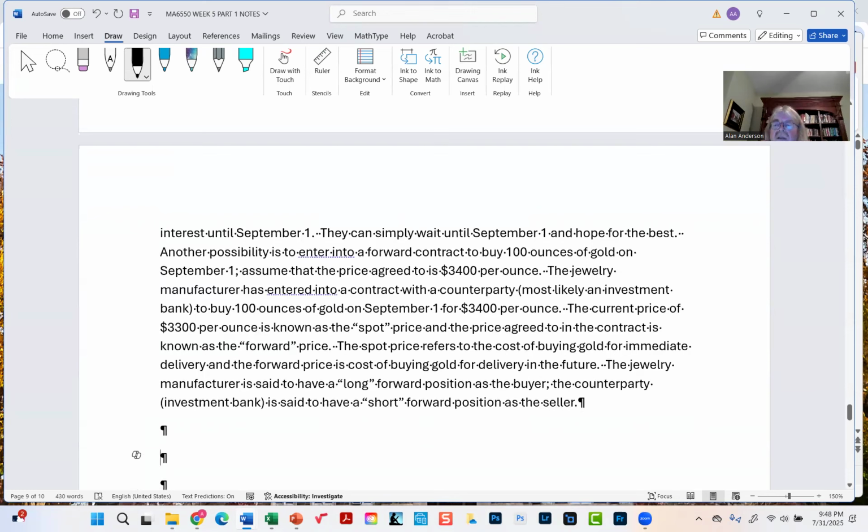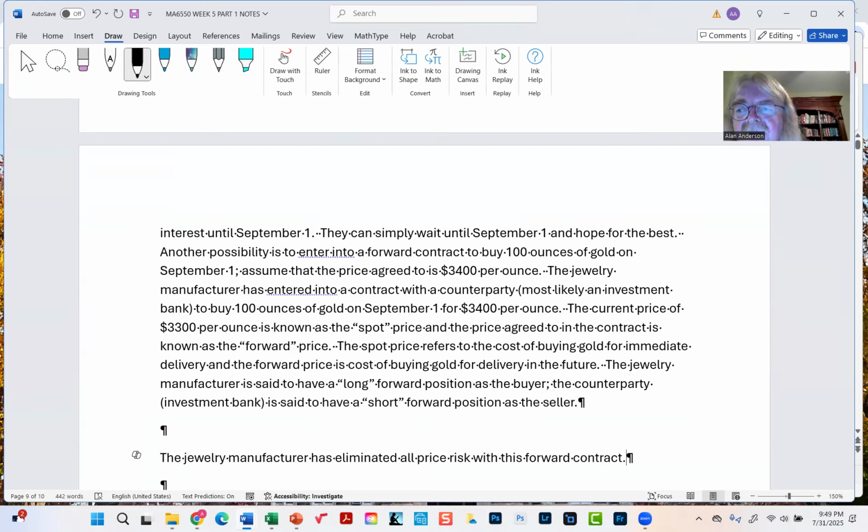Now, the good thing about this is that the jewelry manufacturer has eliminated all price risk with this contract. They've locked in the price at 3,400. That's it. They don't have to worry about the market price when September 1st rolls around. It makes no difference whatsoever what the market price is. We're getting it for 3,400 an ounce because that's what we agreed to.